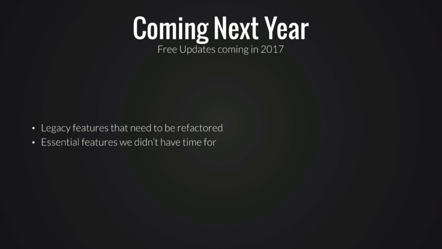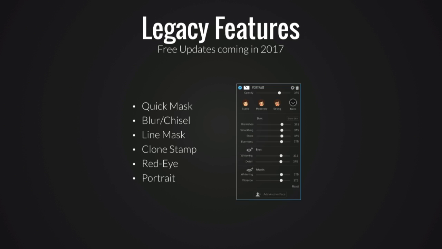There's also some, what I think of as essential features to a raw processor that we just didn't have time to do. We're going to add those as well. We'll talk about what those are. And then again, there's all the stuff that you guys have suggested through the Photo RAW project.